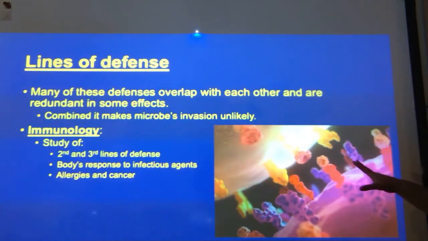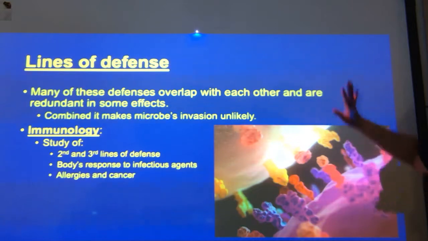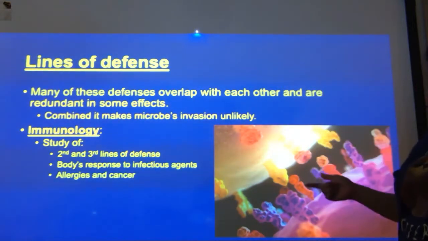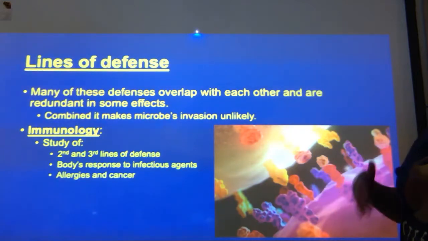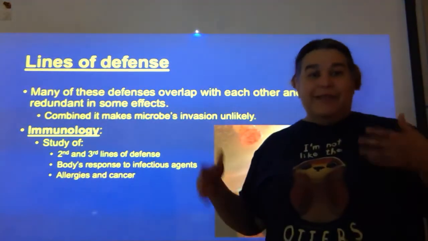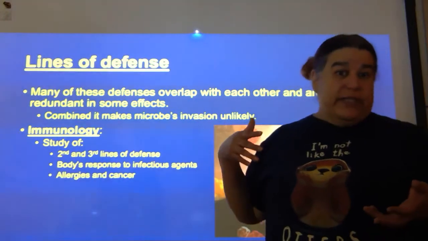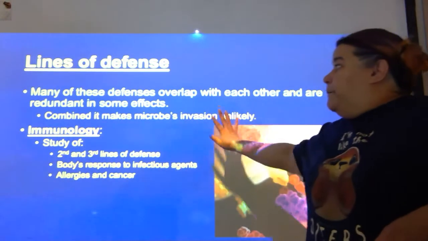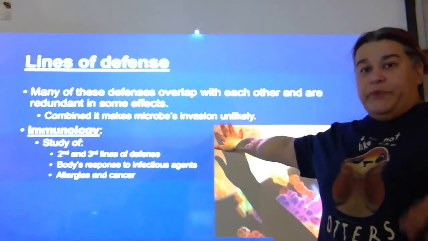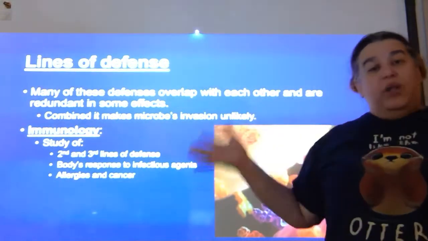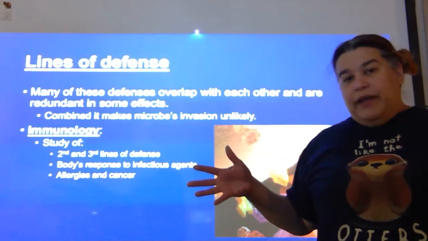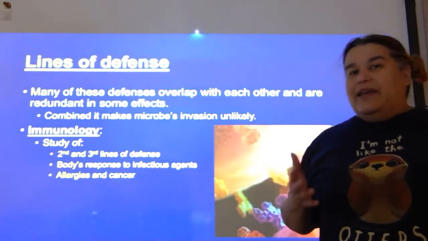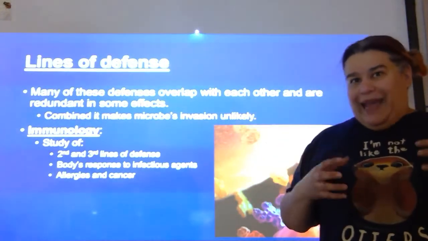Something that's kind of interesting, but also makes sense. A lot of our lines of defense overlap with each other, and quite a few are actually redundant systems, meaning they're doing the same thing as another system is, or another function is. Combined, when you look at all of the possibilities that we have as far as defending our body, it really does make it a lot more unlikely that something will gain access.